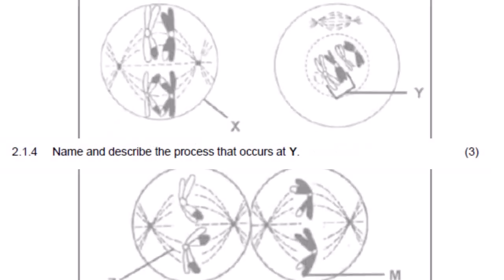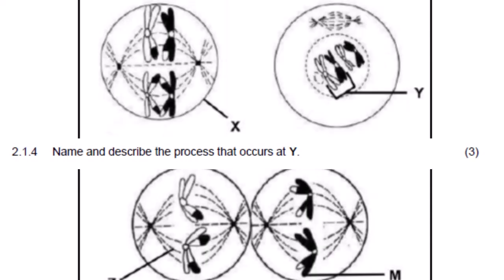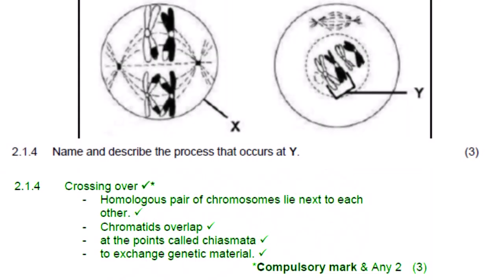In 2.1.4, there's a process happening at Y where they're touching. What is that called? That is crossing over, and it is a massive part of why we are all genetically unique. To get full marks here, you have to name it and then describe it. The homologous pair of chromosomes lie next to each other. The chromatids overlap at points called chiasmata, and they exchange genetic material. In the marking guidelines, naming crossing over is actually a compulsory mark.